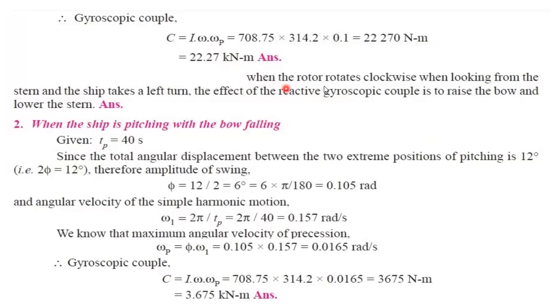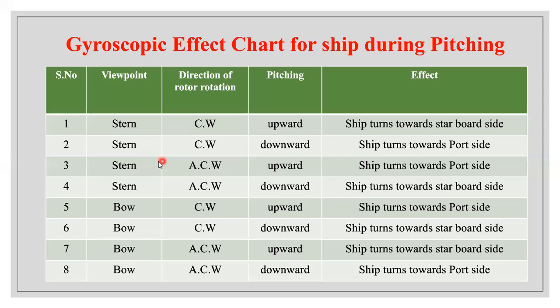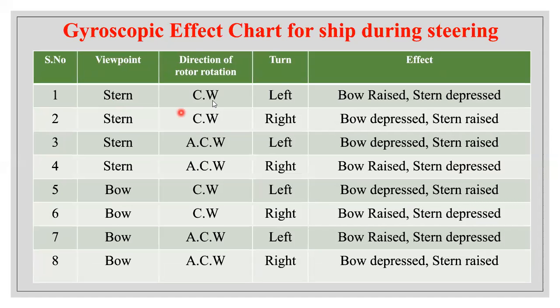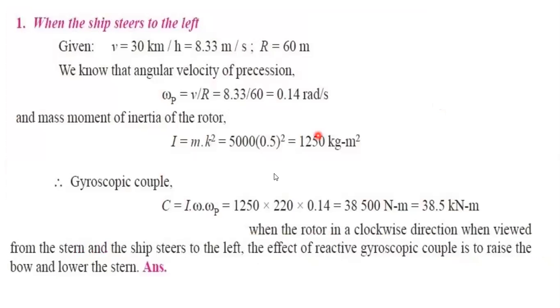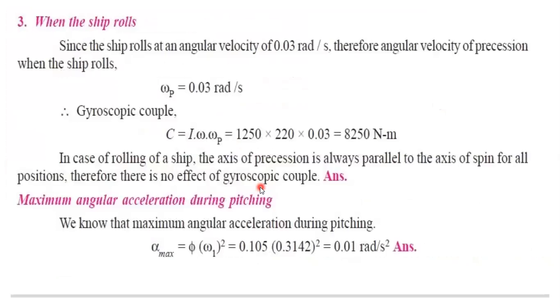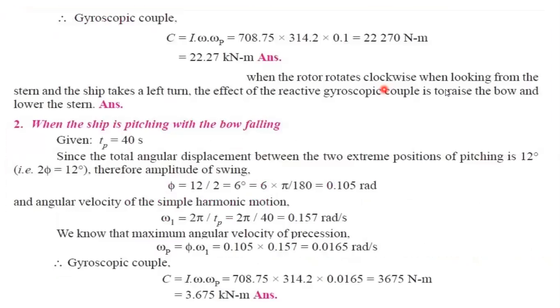Now the rotor rotates clockwise when looking from the stern and the ship turns left. So go back to the table column: stern clockwise direction, ship turns left, so bow rises and stern is depressed. For the effect, we actually always need to consider only the reactive gyroscopic couple. Active gyroscopic couple is not considered. The reactive gyroscopic couple raises the bow and lowers the stern.